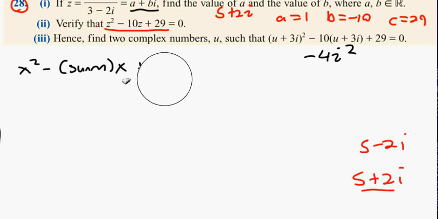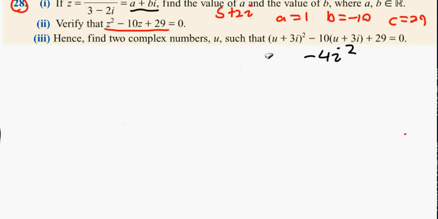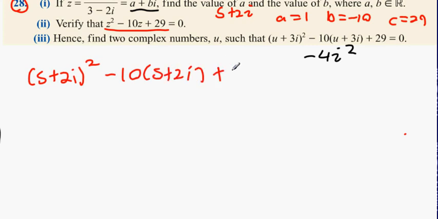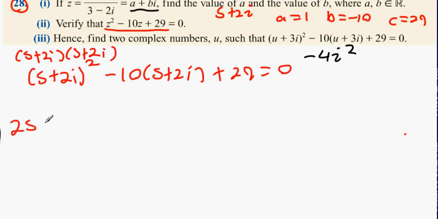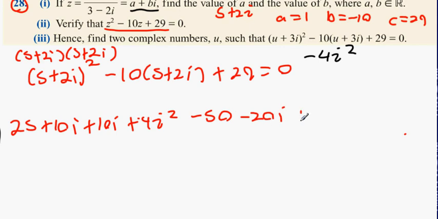Another way of doing it would be just to input the value in. So for example, replace anywhere you see z, replace it with 5 plus 2i. So 5 plus 2i squared minus 10 times 5 plus 2i plus 29 equals 0. And then we multiply this out, 5 plus 2i, 5 plus 2i, you get 25 plus 10i plus 10i plus 4i squared, then minus 50 minus 20i plus 29 equals 0.